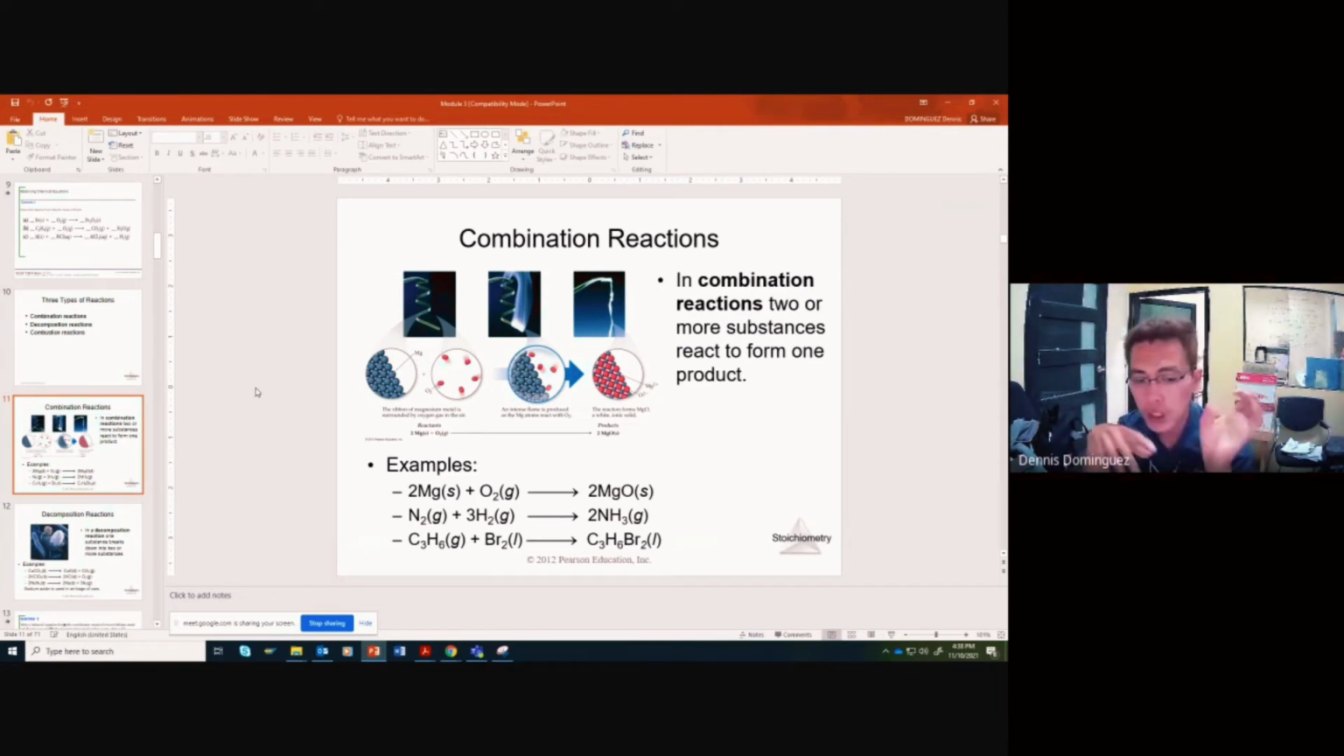So, for example, you have magnesium in solid state combined with oxygen gas, and it yields magnesium oxide. It solidifies. And then you have N2 gas plus hydrogen gas will yield NH3. And then you have C3H6 plus Br2. It just connects the two. So you have C3H6, Br2. That's a combination reaction.